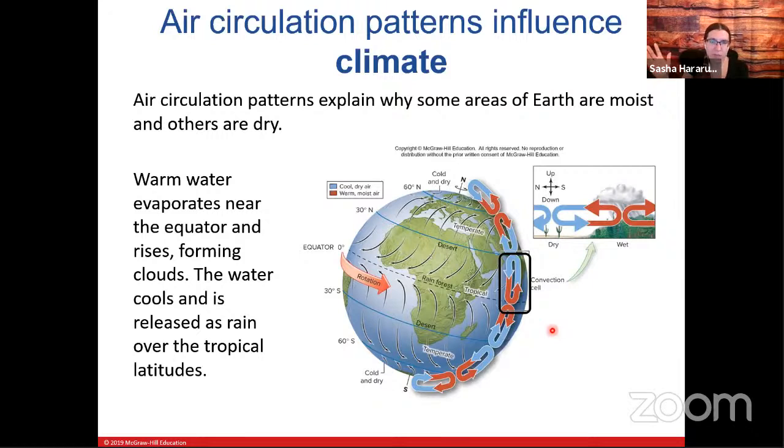Is it clearing up? Does it make sense how air movement and the convection cells work? And if it does not make sense, please ask questions about it.